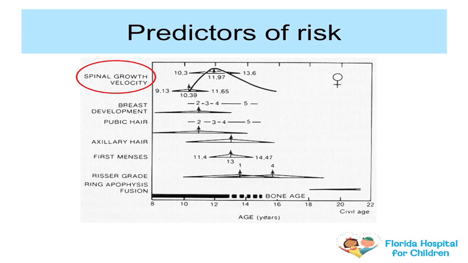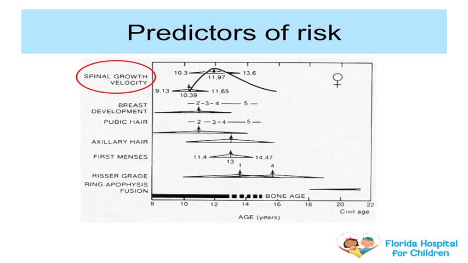It's important to see that because the top marker is called spinal growth velocity, and that's what we're really concerned about. As a child grows, it's the growth of the spine that's important, and the faster the spine grows, the higher the risk that the curve is going to get worse. Even that in and of itself has its own bell-shaped distribution, and you can see that the time that the child's growing the fastest in the back is at 11.97 years.